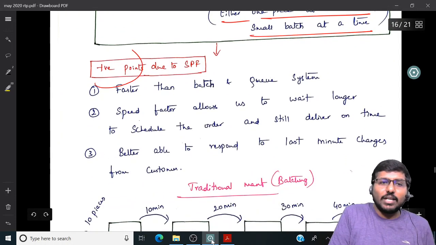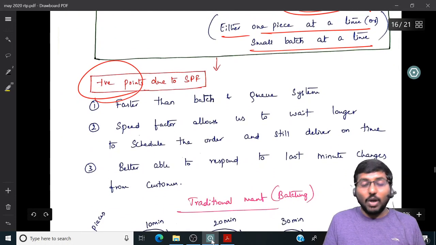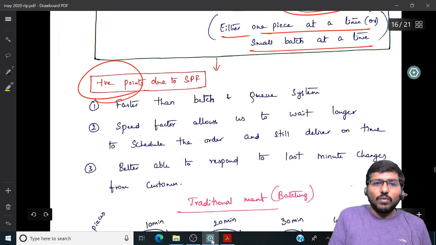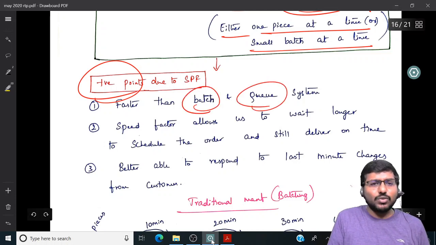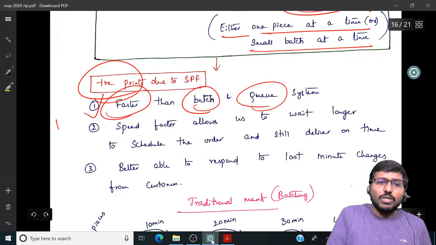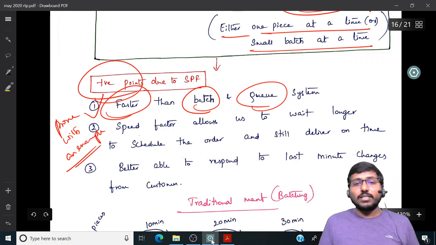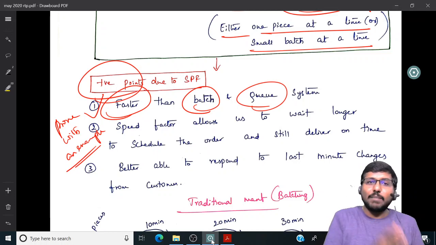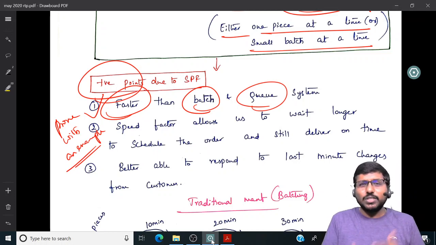Okay, so what are the advantages ultimately of single piece flow? Why should I follow it? Very simple. When compared to the traditional batch and queue system, it is faster. How is it faster? We're going to prove it with an example. So don't worry about that, I have an example below. I'm going to prove with an example how it is faster compared to the traditional batch and queue system. Queue system means where the products have to wait for the next process to happen, which means definitely there will be work in progress, right?